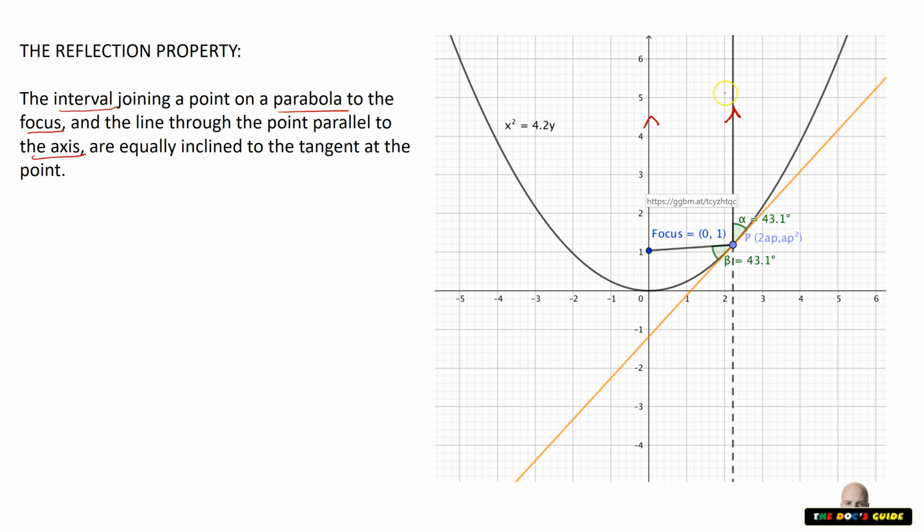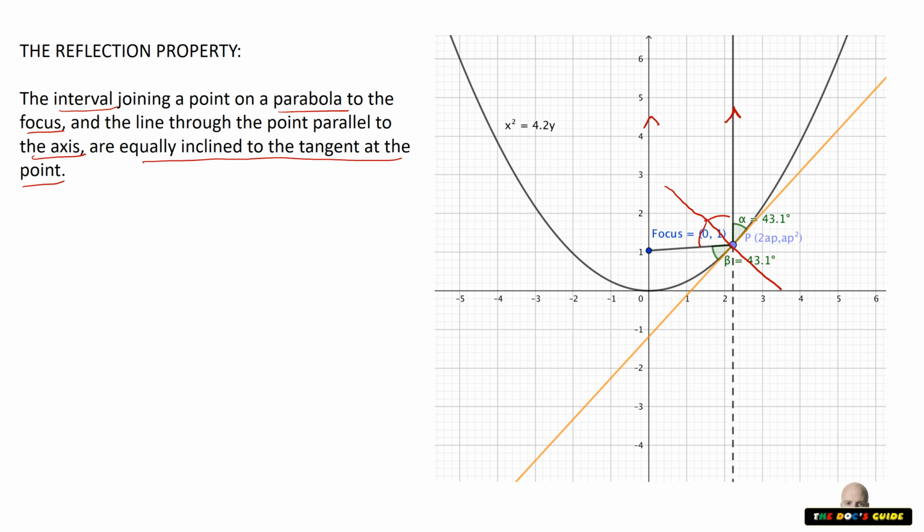So these two lines are equally inclined to the tangent at the point. So these two angles are the same. Now, in real science, if you like, they tend to look at these angles and talk about angle of incidence and angle of reflection, but we're not worried about that. So it's the angles between this beam from point to the focus and from that point parallel to the axis, and we want the angles in here, just there and there, to be the same. So we're going to have a look at a quick proof of that.